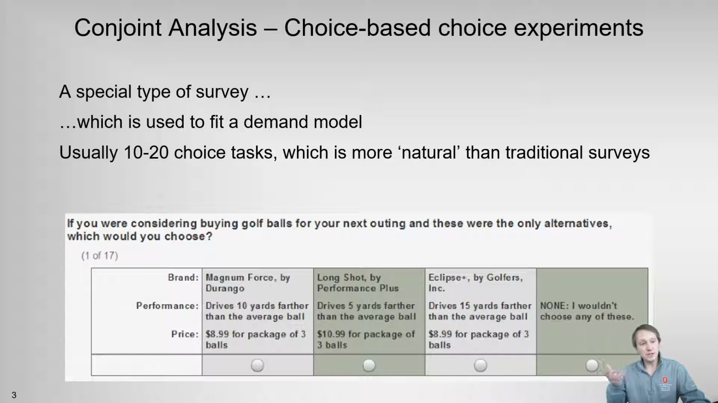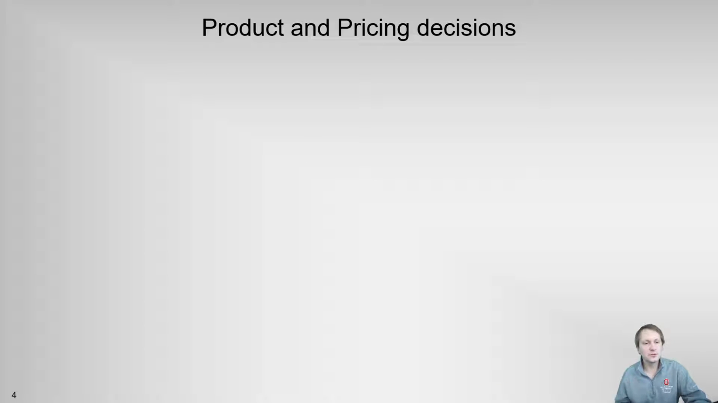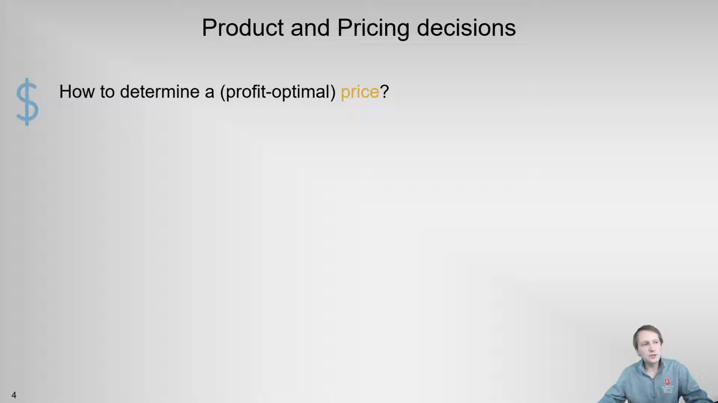So that should be very natural, right? It's like you're standing in front of a store shelf, you see these options, you see their prices, and then you choose the one that you would actually buy. You do so 10 to 20 times roundabout, and that is then used to fit a demand model. So how is that going to be useful? Let's get back to the questions we're trying to answer.